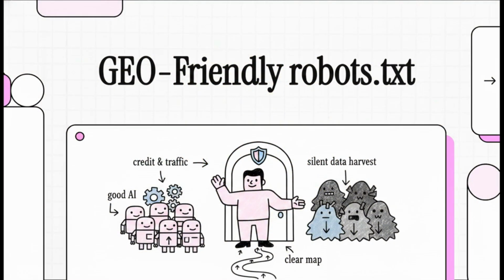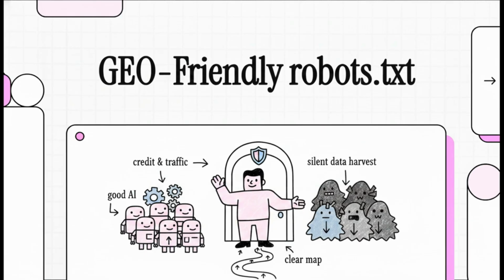All right, let's jump right into this explainer. If you own a website today, you're suddenly dealing with a massive flood of new invisible visitors. Some of them want to give you credit and send you traffic, while others just want to silently harvest your data to train their massive language models for absolutely free. Navigating this new reality is super tricky, but thankfully, we have a clear map.